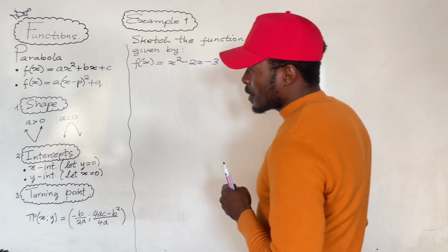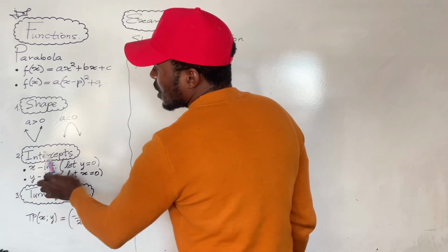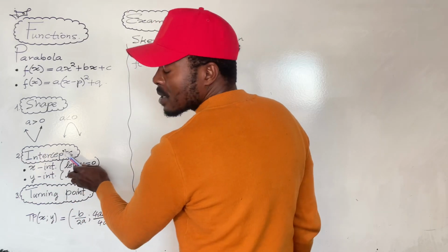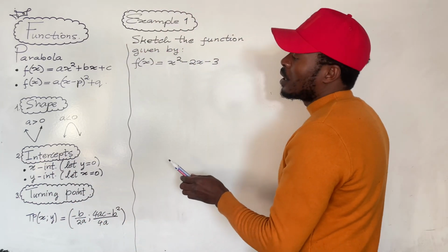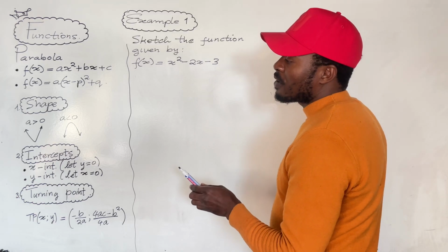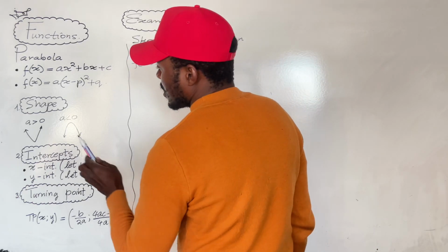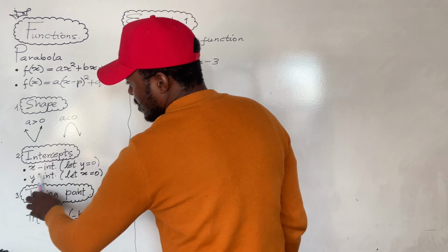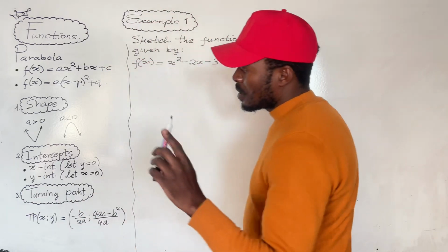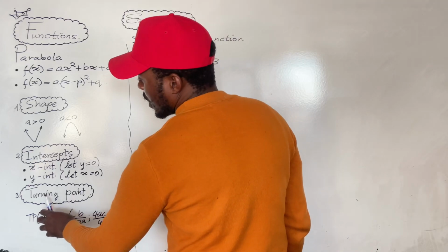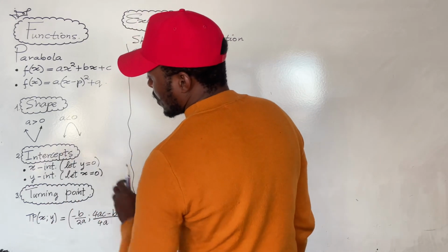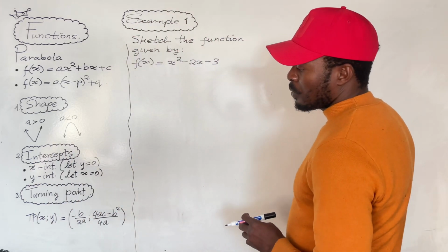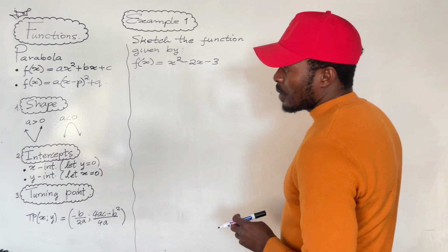Now the second aspect you need to determine is your intercepts. Intercepts are points where your function cuts the x-axis, the x-intercept, as well as the y-axis, the y-intercept. The last aspect is determining the coordinates of your turning point. That should give you the points we connect to plot your function.